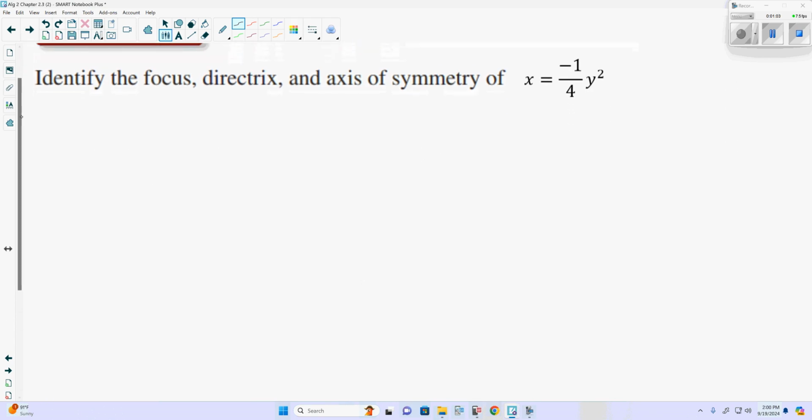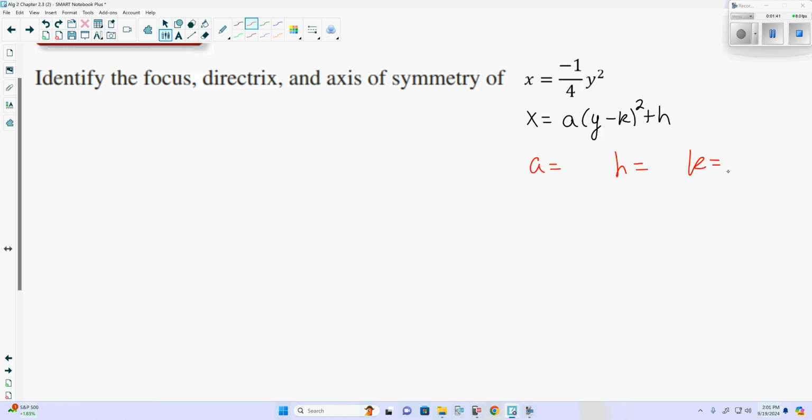So if we look at this first example, identify the focus, directrix, and axis of symmetry with this given equation: x equals negative 1/4 y squared. So our x equals matches up with our x equals a times y minus k squared plus h. Now for us to find all this information, we do need p, h, and k. But to get p, we'll first find a.